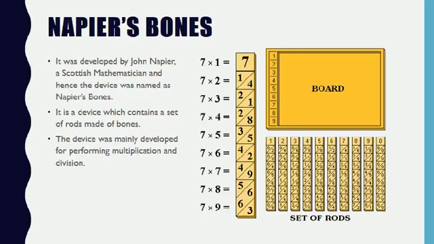Napier's bones. This device was invented by John Napier, and this device contains a set of rods which are made of bones. That's why its name was Napier's bones, and this device is used for multiplication and division.